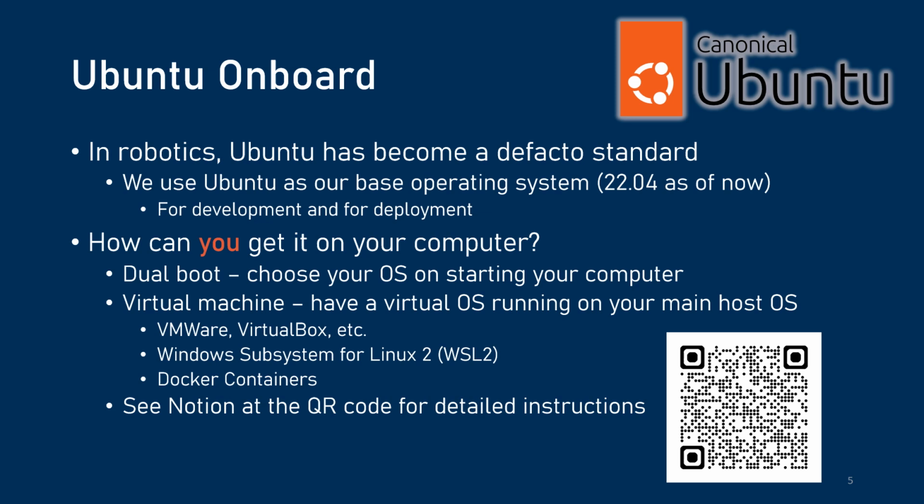So in that case, you might want to use a virtual machine. A virtual machine is like having a virtual operating system running on top of your main operating system. Some software that's used for this includes VMware or VirtualBox. Another option for Windows users, slightly different from a standard virtual machine or VM, is called Windows Subsystem for Linux 2. The 2 is important. It essentially adds Linux onto Windows on the side.